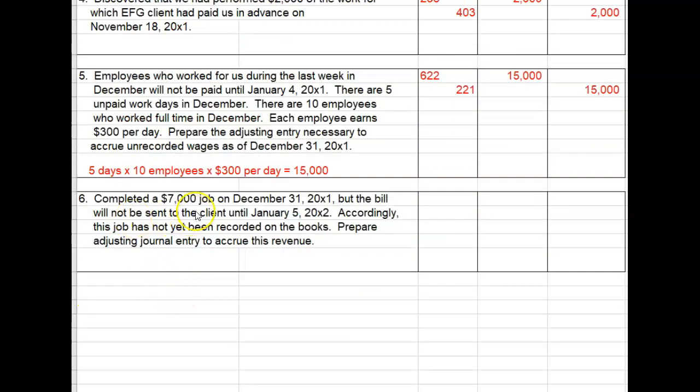And our last adjusting entry for the month: we completed a $7,000 job on December 31st, but the bill was not sent to the client until January 5th, 20X2. Accordingly, this job was not recorded on the books in 20X1. Prepare the adjusting journal entry to accrue this revenue at December 31st, X1.